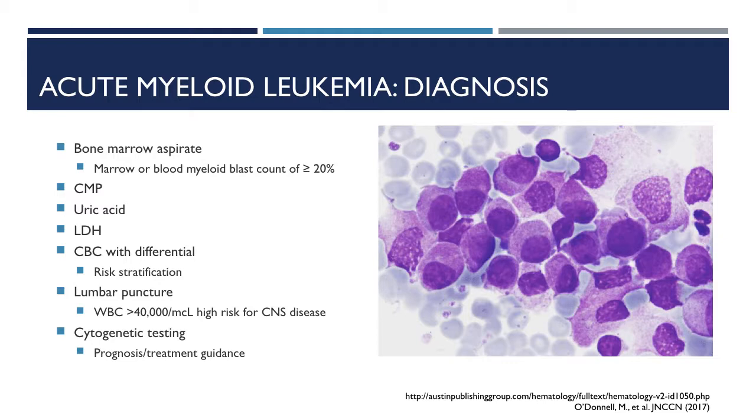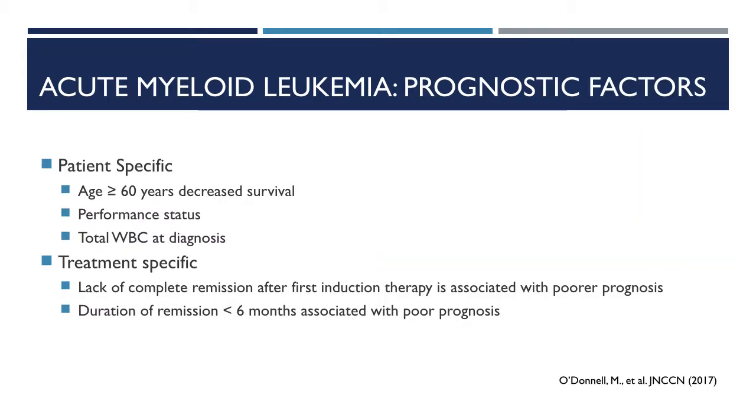And cytogenetic testing is more important now than it has been in prognosis and treatment guidance. We don't wait for cytogenetic testing to come back. We'll begin chemotherapy, but once we get the cytogenetic results back, then we can further guide the patient's treatment. And these are just some prognostic factors.